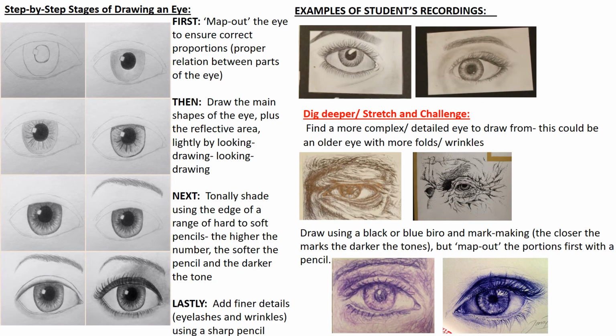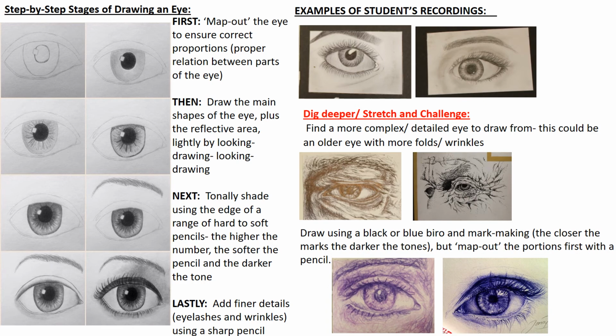Now on the right hand side here, there's some examples of students' recordings. So the top two on the right hand side with the black mounts around them are some very good confident drawings of eyes. Now I know that some of you want to dig deeper and stretch and challenge, and some of you might want to find more complex, more detailed eyes to draw from. This could be of an older eye with more folds and wrinkles. So here are some superb examples of drawings from photographs of eyes. So please find yourself, or take a photograph of an eye of somebody that you know with wrinkles and folds, if they don't mind you taking a photograph, or find a second-hand image off the internet, I don't mind.